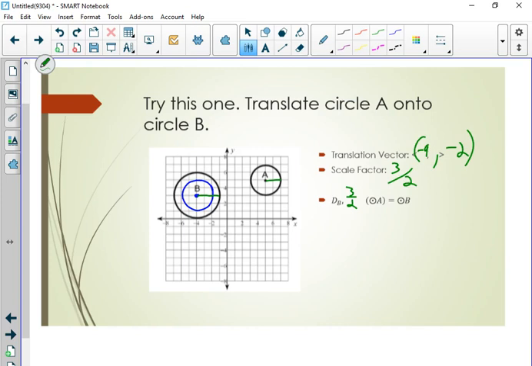In other words, we're taking the smaller one, A, and making it bigger. Notice this is bigger than 1. So we're going to make our circle bigger to line up and match B. That's what we're saying. We're going from A to B. And if we apply 3/2 to A, we end up with the same size circle B.